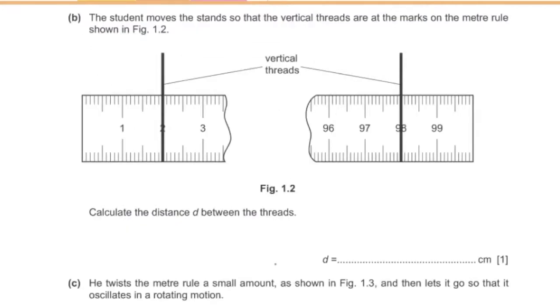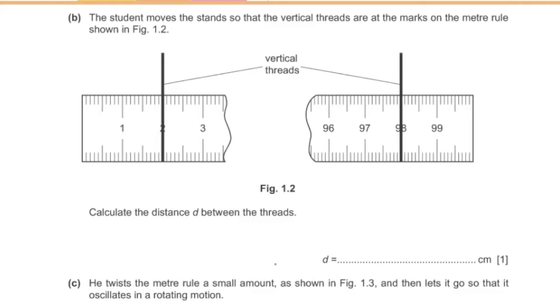Calculate the distance d between the threads. So distance d from figure 1.1 is the distance between these two strands. Now, in this part, one strand is at 2 centimeters while the other one is at 98 centimeters. So distance d is going to be 98 minus 2, which equals 96 centimeters.